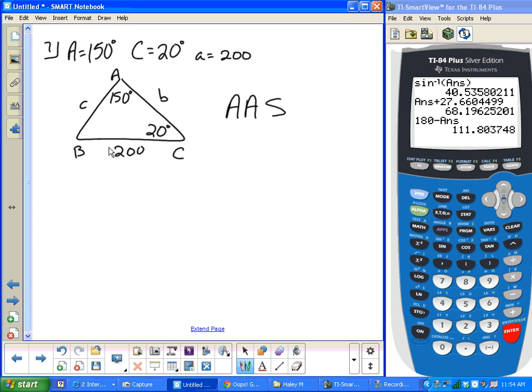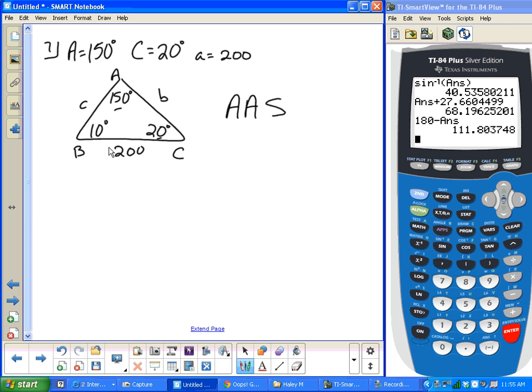Now, anytime you have angle, angle, side, or angle, side, angle, you're given 2 angles, so the third angle should be automatic. And a lot of times we know that, we just don't think to do that. So notice that you have 150 and 20, that would give you 170. So that means angle B would have to be 10 degrees. Okay, so now let's find our other 2 sides.